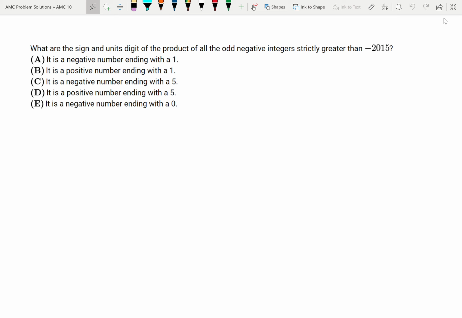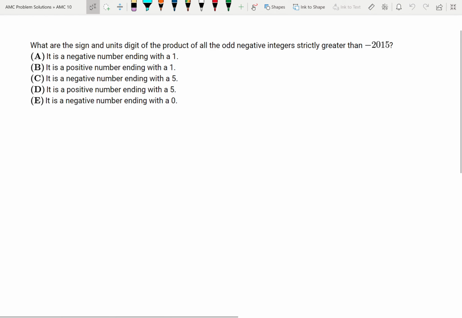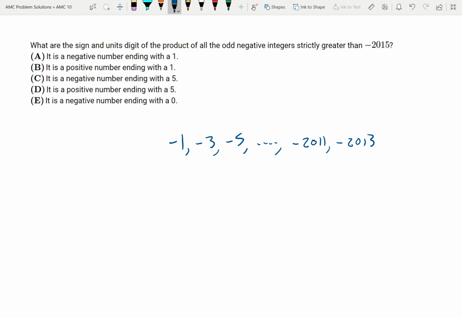What are the sign and units digit of the product of all the odd negative integers strictly greater than negative 2015? So all of those numbers are strictly greater: -1, -3, -5, all the way to negative 2011, negative 2013. So first I'm going to look at what is the sign going to be?